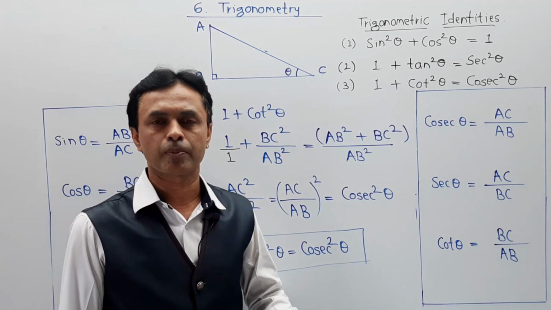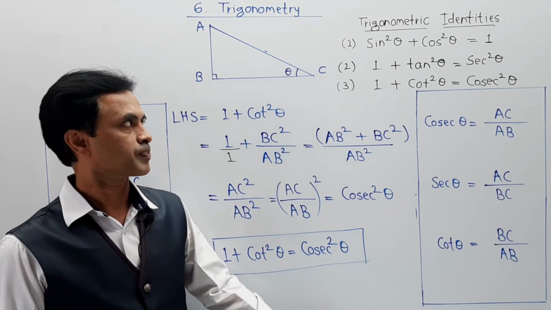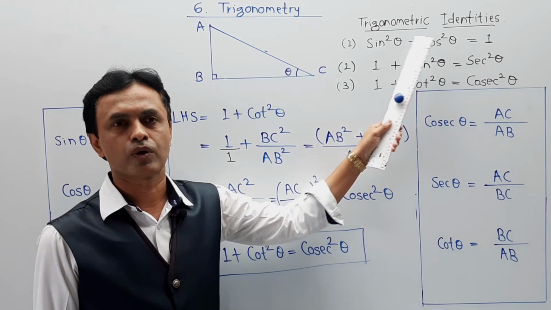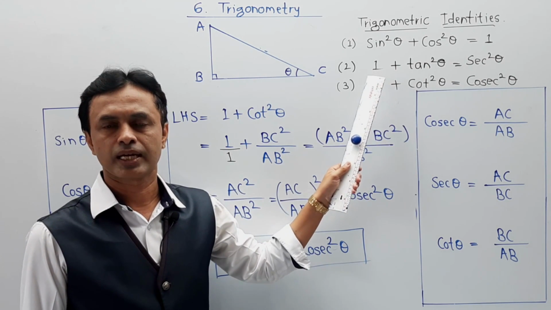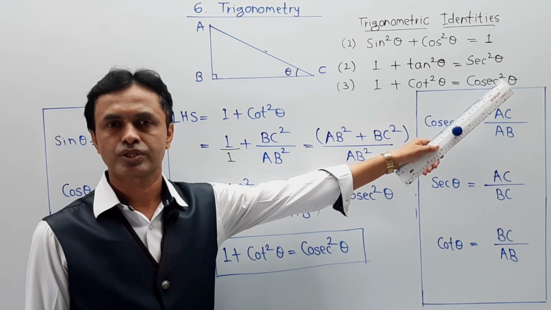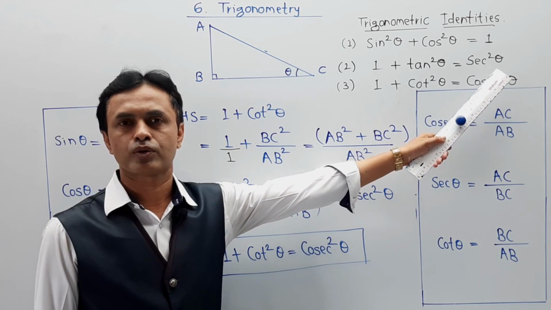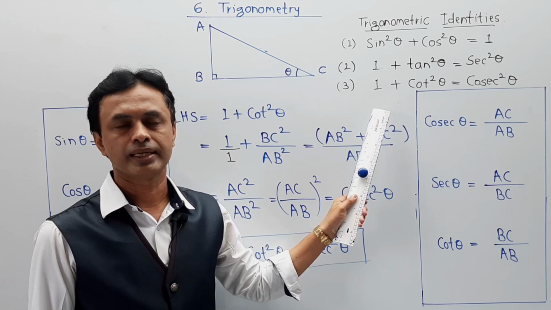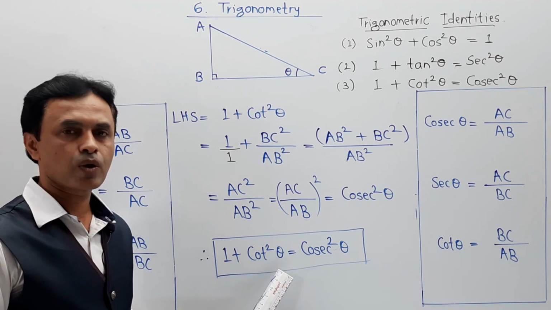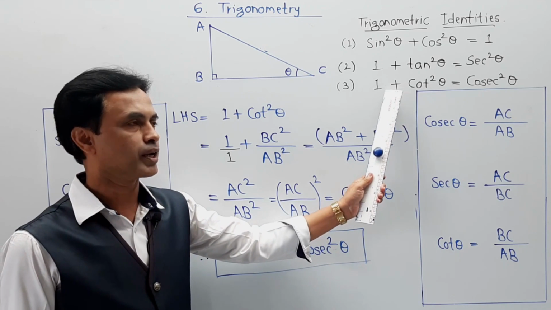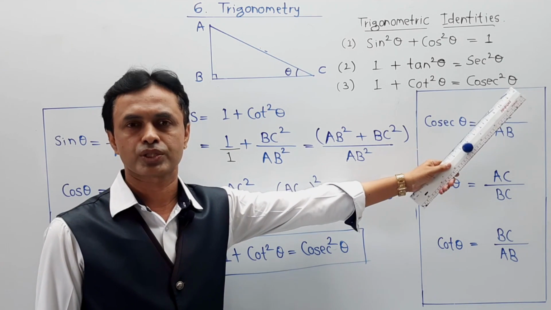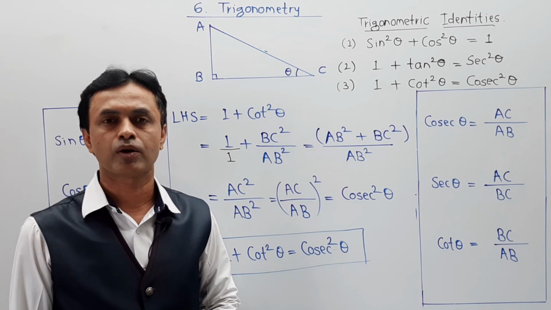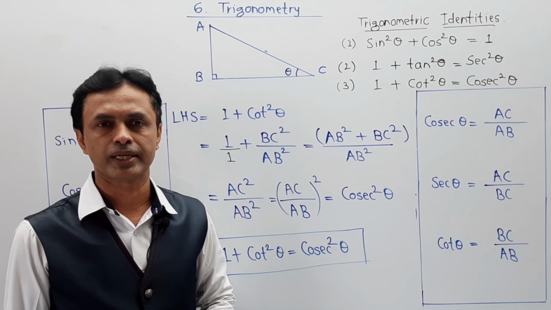Once again I am going to revise all three properties that I have completed in this lecture. Your first property is sin square theta plus cos square theta is equal to 1, or 1 is equal to sin square theta plus cos square theta. Second, 1 plus tan square theta is equal to sec square theta. You can say sec square theta is equal to 1 plus tan square theta. And third and the last property is 1 plus cot square theta is equal to cosec square theta, or cosec square theta is equal to 1 plus cot square theta. In this way these are called the three identities of trigonometric ratios.